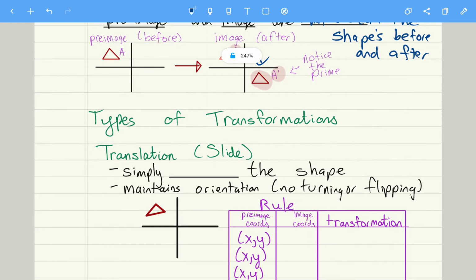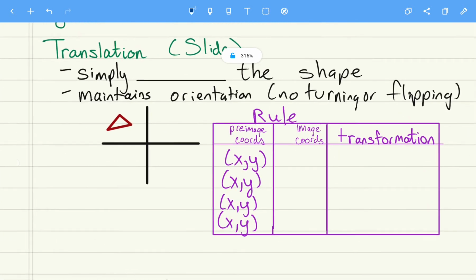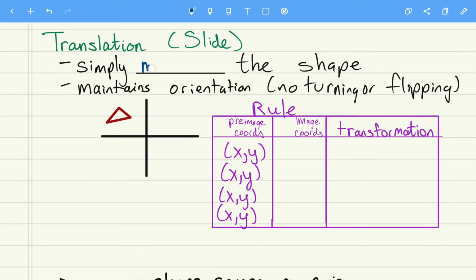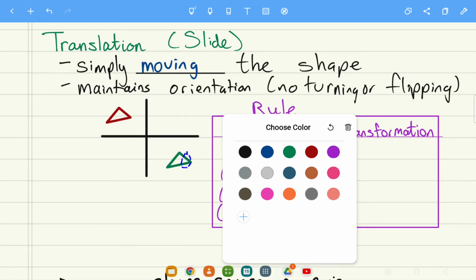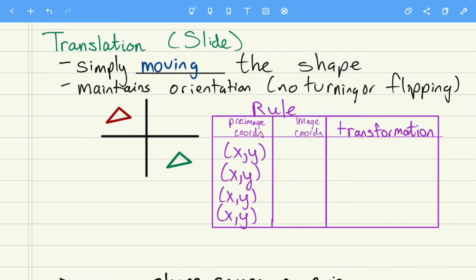So now let's look at the types of transformations. The first one is translation, which is sliding. This is simply moving the shape around. It maintains its orientation. There's no turning or flipping. So we have this triangle here, and I'm just going to slide it. And I'll use green for the image. See, the top corner stays the top corner. The sides don't rotate or flip or anything. We just slid it. So this could be B and this would be B prime.